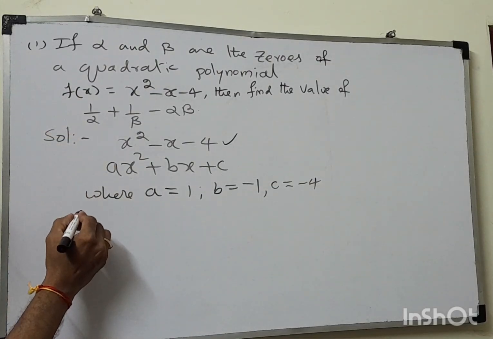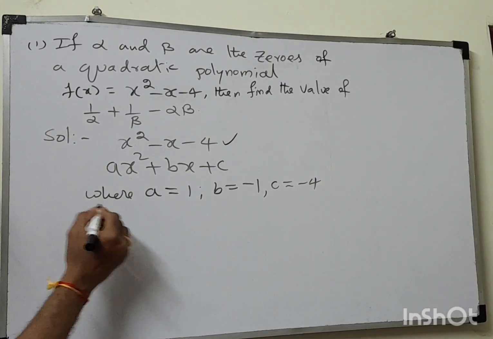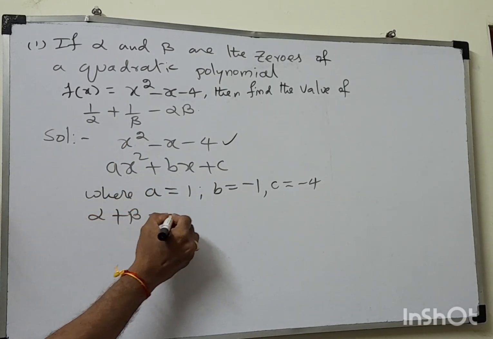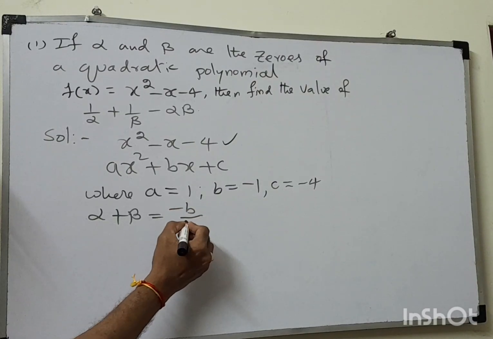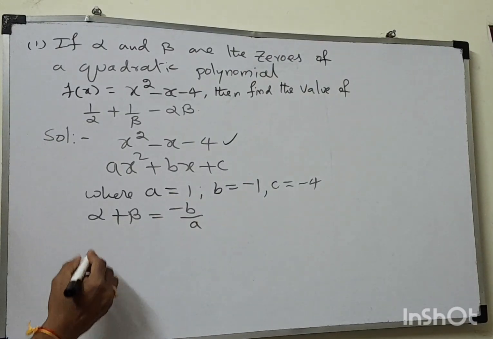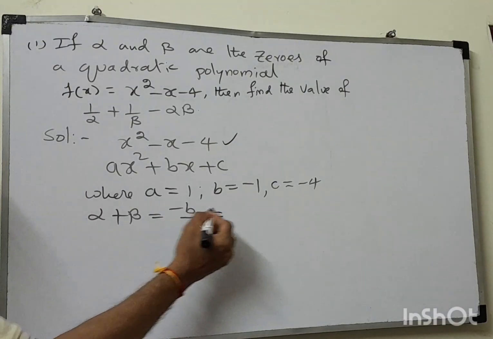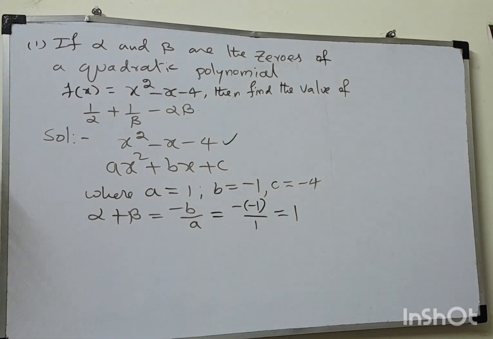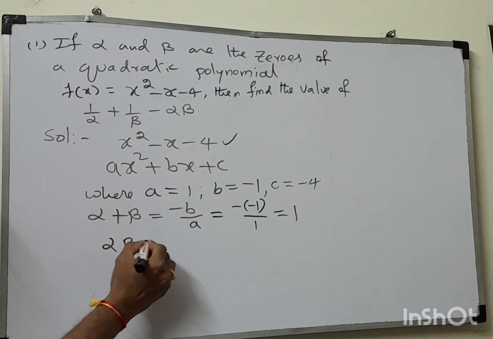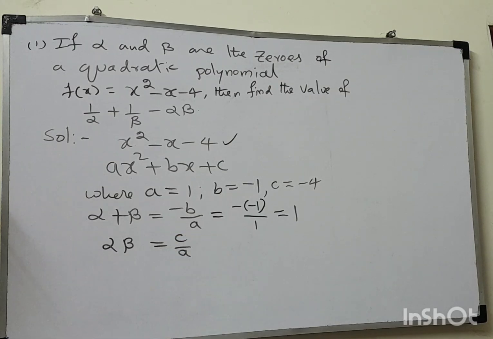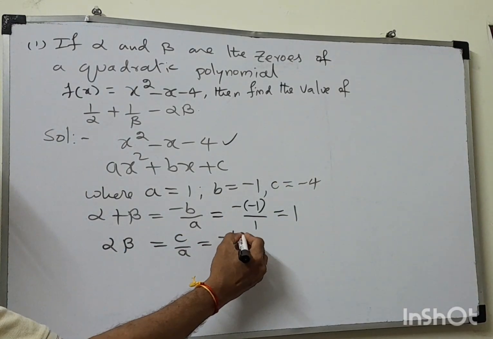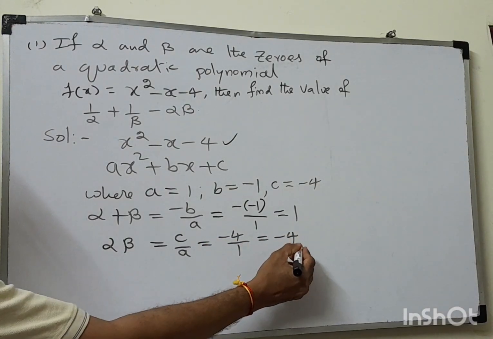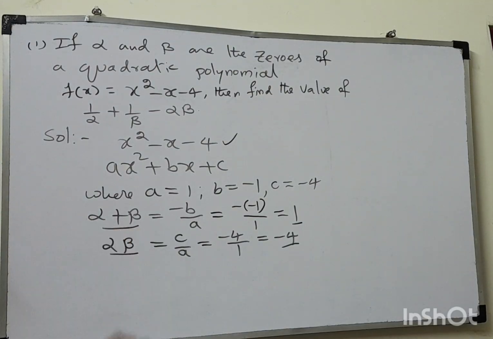Now, as you know, if the zeros are alpha and beta, the sum of the zeros, that is alpha plus beta, equals minus b upon a, so that equals minus of minus 1 by 1, that equals 1. Then alpha beta is equivalent to c by a, that is minus 4 over 1, a equal to 1, that equals minus 4. Now you have two values, alpha beta and alpha plus beta.